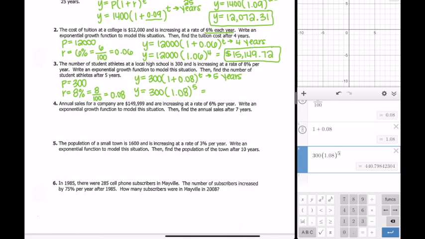440.798 students. Since we're talking about students, we can't have 0.798 of a person. So we're going to round this to the nearest whole number. If I'm approximating, we would say this is 440.798. But we're going to round to the nearest whole number. So we'll say this is 441 students because 0.7 will round the 0 up to a 1.